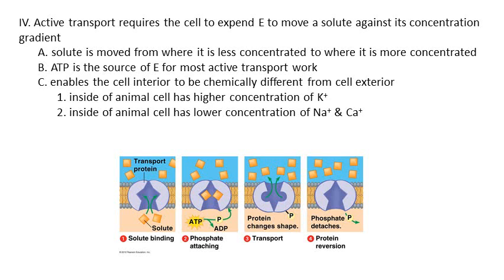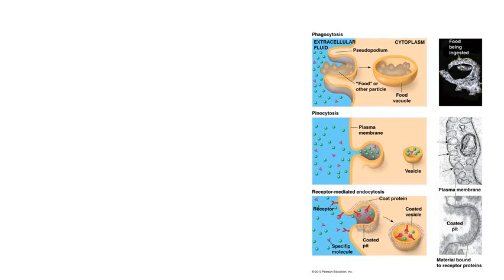So active transport, we're going to remember a few things, and that is, in active transport, energy is expended, usually in the form of ATP. That's number 1. Number 2, it involves a carrier protein. Number 3, it involves a solute being moved from where it's less crowded.